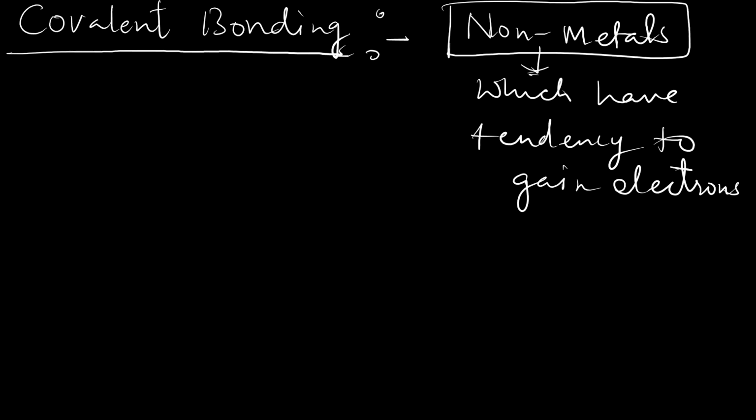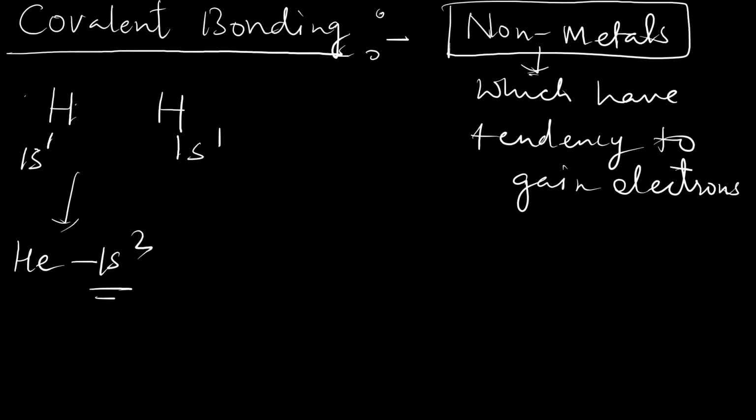The simplest example if I take here is hydrogen and another atom of hydrogen. The atomic number of hydrogen is 1, so the electronic configuration would be 1s1. Similarly for this one is 1s1. As hydrogen's nearest noble gas is helium, hydrogen needs to attain only 1 electron to get helium configuration, because helium is 1s2. So each hydrogen needs 1 electron to complete its octet, but here it is duplet.